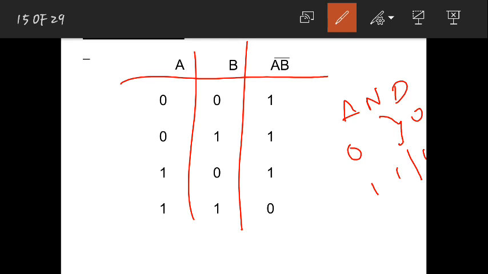Now for the NAND gate, I am complementing this output. That means all the zeros will become ones and the one will become 0. So for this NAND gate, the definition I can give is if any one input is equal to 0, output is always equal to 1. And if both the inputs are equal to 1, only then output will be equal to 0. In this way I can write the definition for the NAND gate.